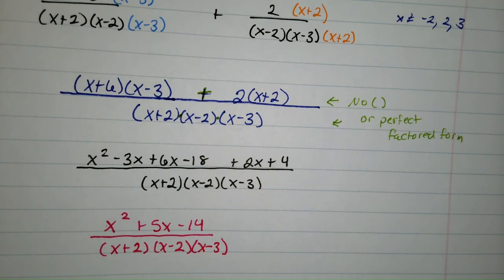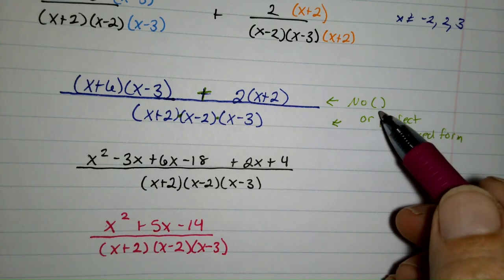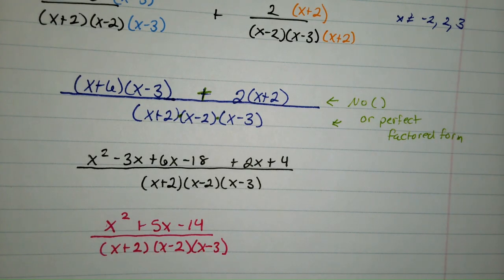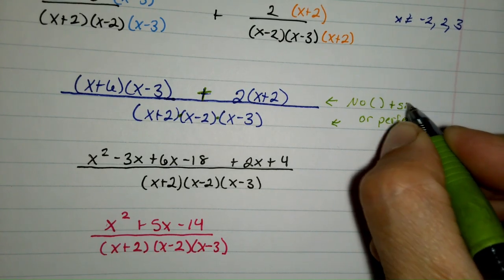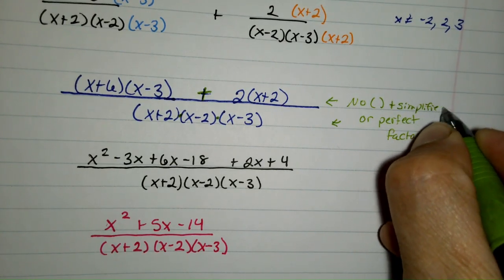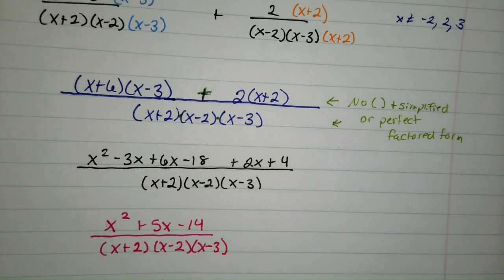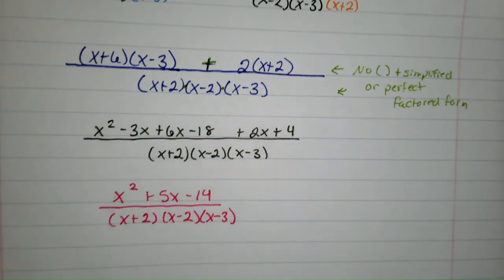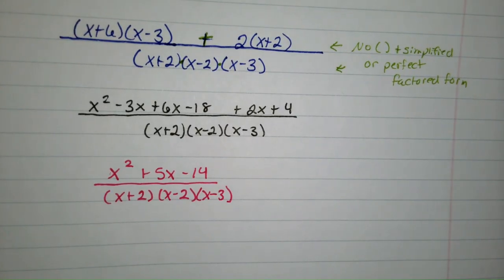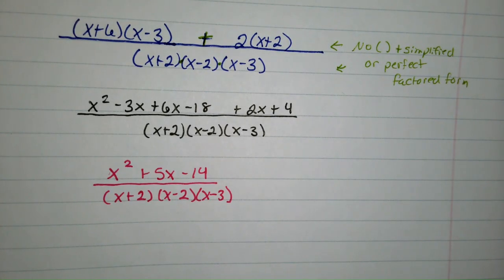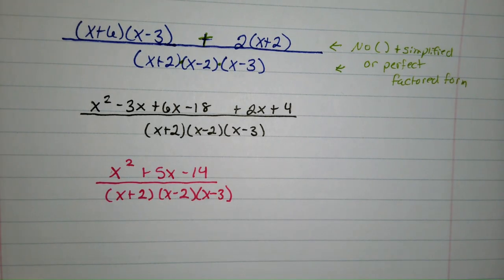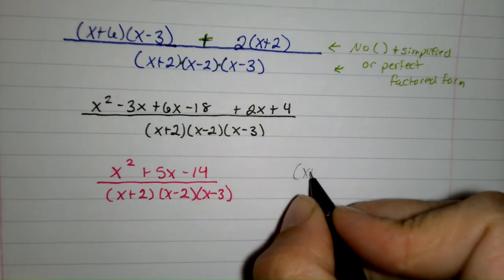Okay, our last step said reduce if possible. So right now, I've satisfied no parentheses and simplified. And I have the bottom in perfect factored form, so that's great. But I need to check, does it reduce? Okay, so in order to find out if it reduces, I'm going to factor the numerator, so it's in perfect factored form. Multiply to negative 14 and add to 5, that'd be 7 and negative 2.